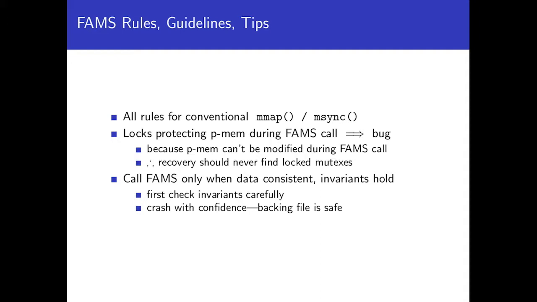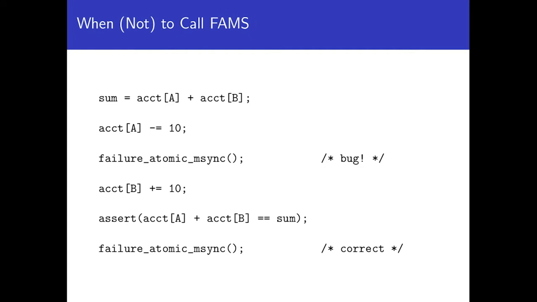The most important rule is that you only call failure atomic msync when your data are consistent. That is to say, when application level invariants hold. Right before you call failure atomic msync, that's a great time to check those invariants as thoroughly as you can afford. If you do that, you can crash with confidence in your program anytime, because a crash in your program will never corrupt the backing file where your persistent data ultimately lives.